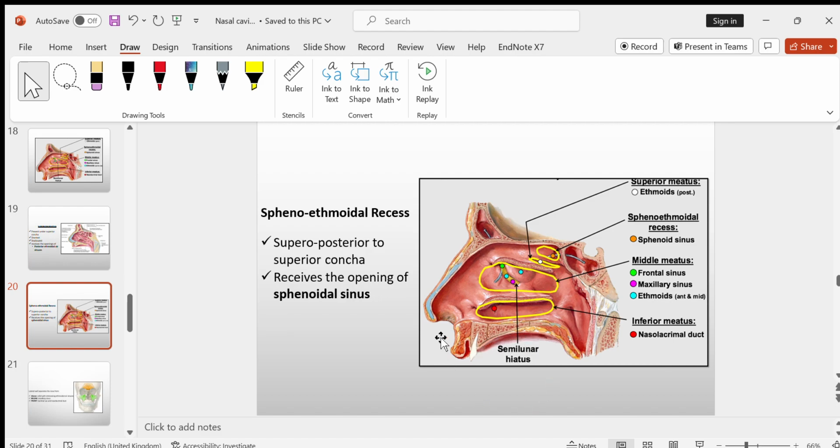In this picture we can summarize very well that coming from below upwards we have the inferior meatus having opening of the nasolacrimal duct, this red colored spot. Then we talk about the middle meatus. It has openings for the frontal, maxillary, and ethmoidal sinuses. Then we have the superior meatus having the posterior ethmoidal sinuses. Then we have the superior sphenoethmoidal recess having the sphenoidal sinus.